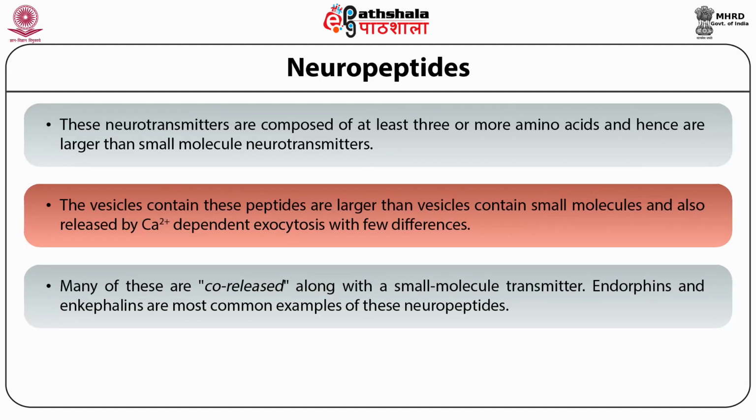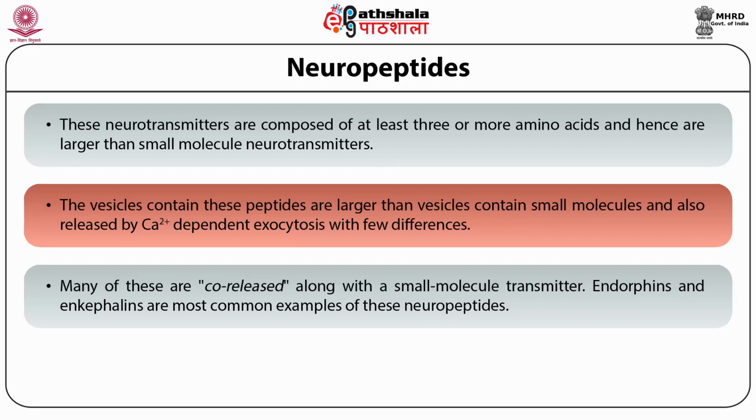Endorphins are an example of a neuropeptide. Endorphin is an endogenous morphine having a structure similar to opioids. It acts as an inhibitory neurotransmitter that helps to reduce pain and leads to pleasure.